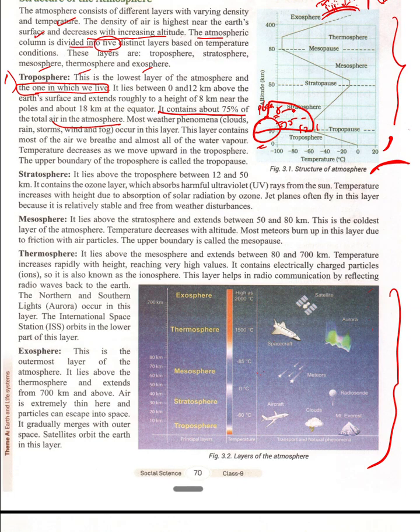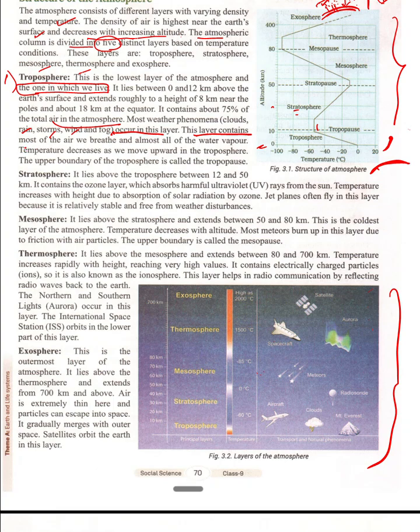So, this is the area where air has its composition of 75%. Most weather phenomena happen here. In this area only, the reactions of the sun and earth and the pressure act very much, which makes the existence of life possible on the earth due to these weather phenomena, where clouds, rain, storm, wind and fog take place, so they occur in this layer.